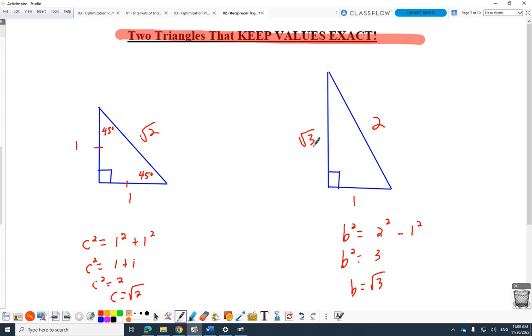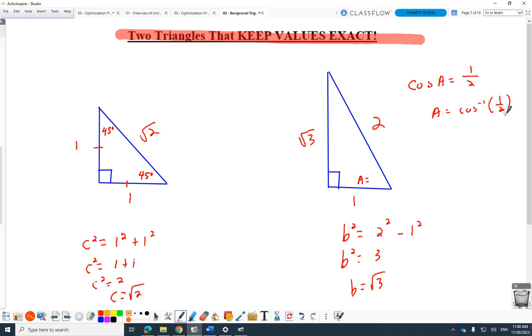And the people that were a fan of the 45-degree triangle ask, well, what are your angles? I'm like, I'm not sure what my angles are. Let me find one of these angles. Let me find this angle A. And to find A, I'm going to go cosine. Cosine of A is adjacent over hypotenuse. And I'll get out my calculator.